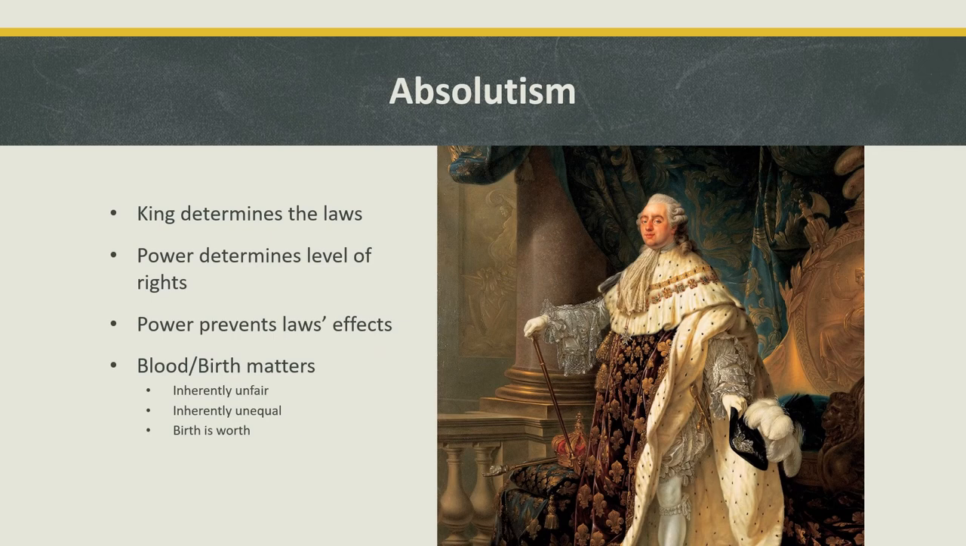Now, in absolutism, the king determines the laws. The power to determine the level of rights resides with the king. So if the king says, "You're my buddy, these laws don't really apply to you," or he says, "I don't know you, you're a mere peasant," all the laws apply to you. So essentially, power prevents laws' effects. The more powerful you are, the more immune to laws you are. And blood or birth matters. So it's inherently unfair. It's inherently unequal. And the only thing that matters is your birth.